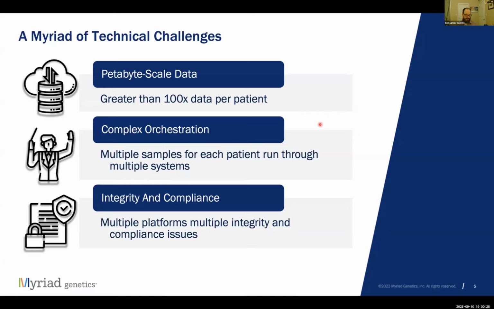The orchestration is much more complex. Multiple samples for each patient means that data availability patterns are much different than before. The orchestration of getting the data where it needs to be for analysis ends up being quite complex.